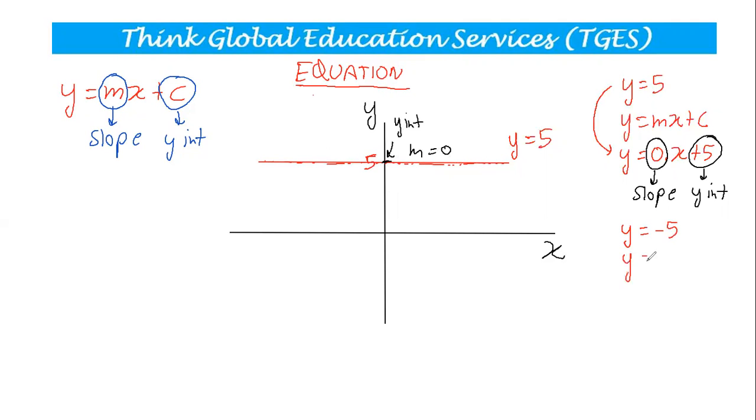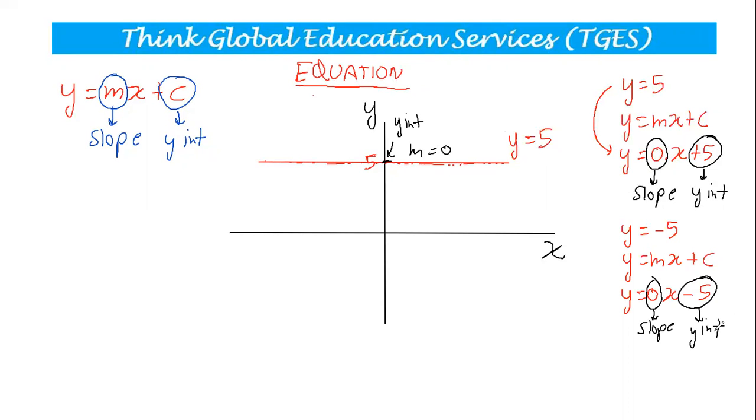So I know y is equal to mx plus c. If I just try to express this line into the standard form, I can say y is equal to 0 into x minus 5. If I try to compare it with the standard equation, I realize that the slope is again 0 and the y-intercept is negative 5.